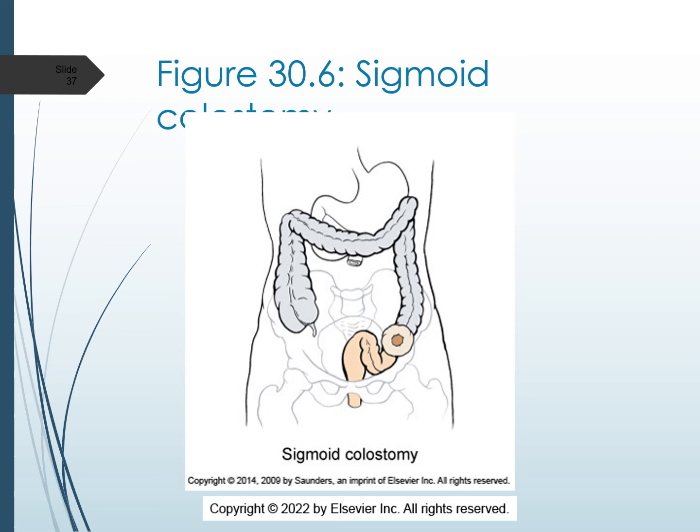These pictures can be seen on page 597, and they're showing you where the ostomy and stoma would be in different parts of the colon and the ileum.